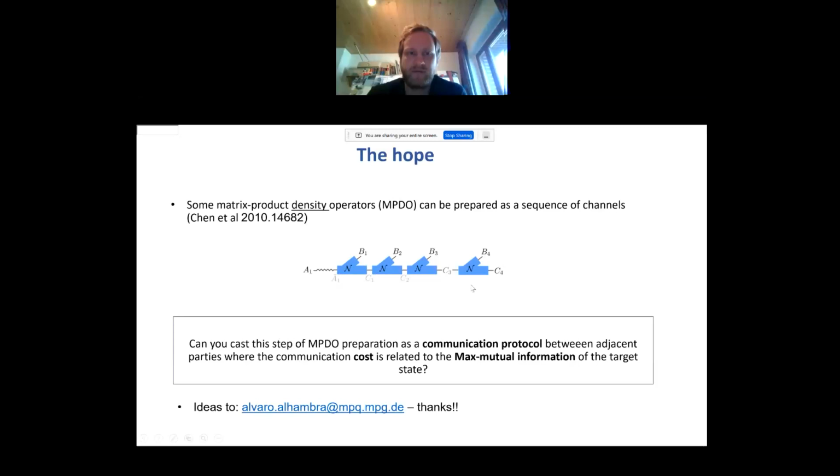Maybe something like a reverse Shannon theorem or like a state redistribution. I don't really know. So a communication protocol between adjacent parties where the communication cost is related to the max mutual information that I said earlier. It could also be another one. I'm just saying the max because it seems to be the one that is maybe more promising. And in doing so, maybe you have a way of building the MPDO that has to do with the max mutual information, and maybe you achieve something like this inequality here. So this is very vague. I don't know if this works.